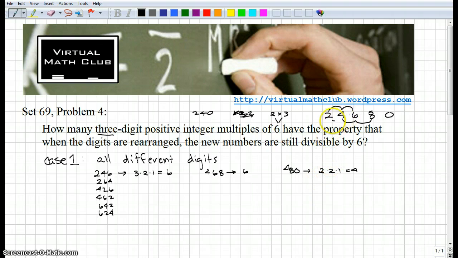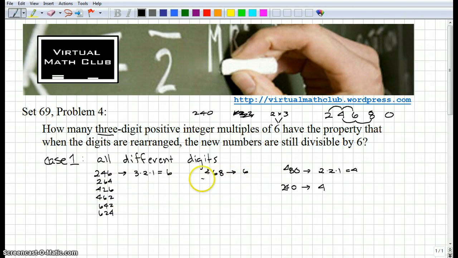And let's see if there's any more. How about 2, 4, and 0? As far as the number of arrangements goes, it's pretty much the same reasoning as for 480. You're going to have 4 ways to arrange the 2, 4, and 0. Okay, so I think that exhausts all the possibilities for the combinations of digits that give you all even digits, and the digit sum is going to be a multiple of 3.